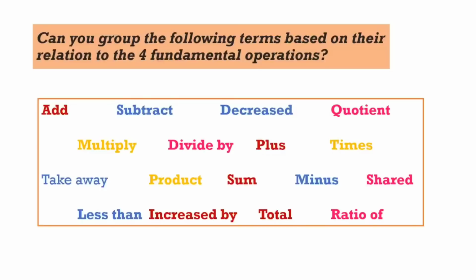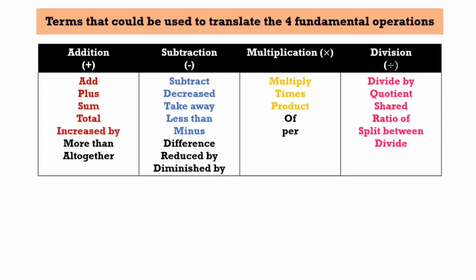All right. So if we are going to classify those words, the words in red are under addition, the blue words are under subtraction. For multiplication, it is color blue, and for division, it is the pink words. Okay, and in a table, we have there the summary. So for addition, we have these terms: add, plus, sum. Additionally, we have the words more than and altogether.